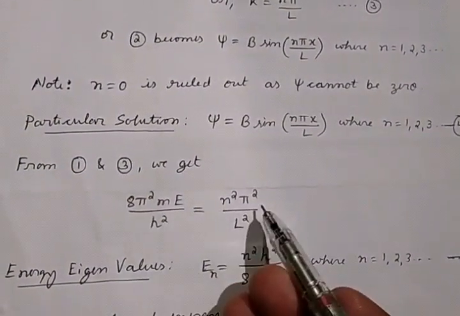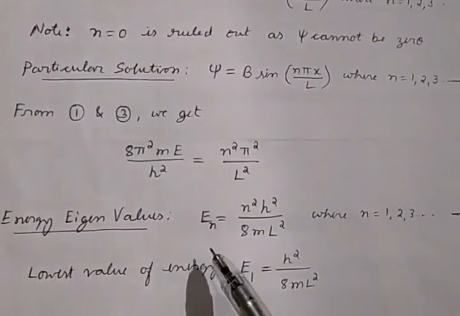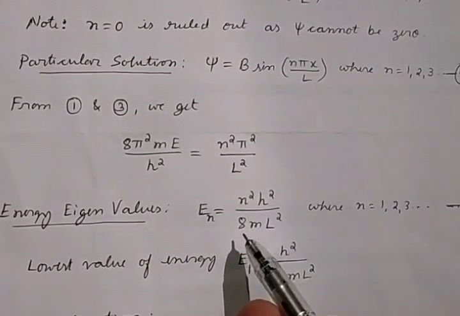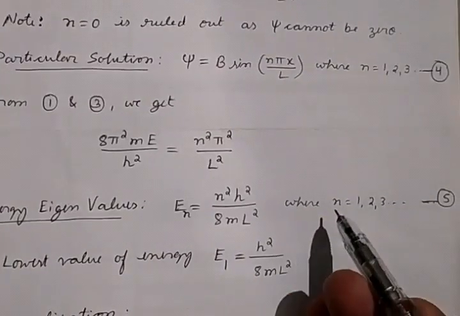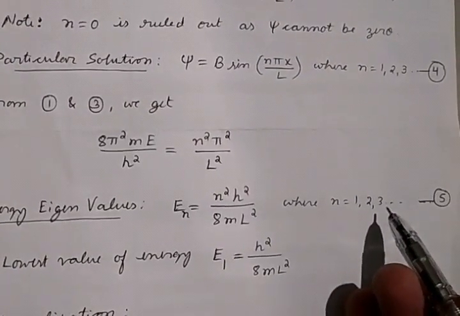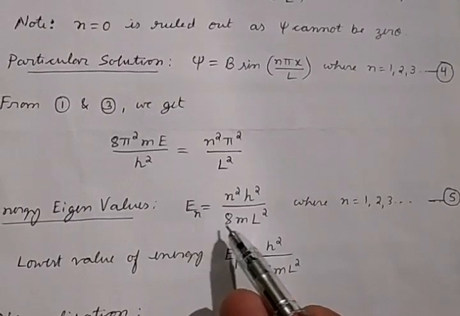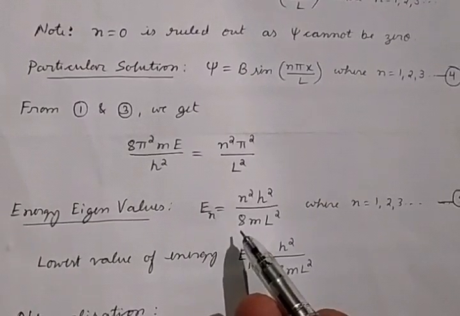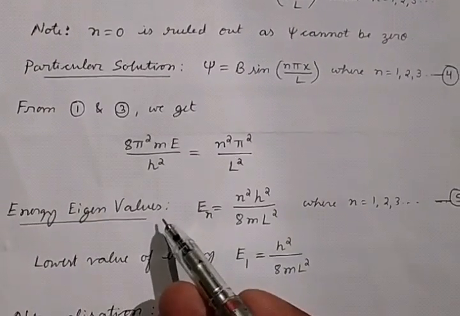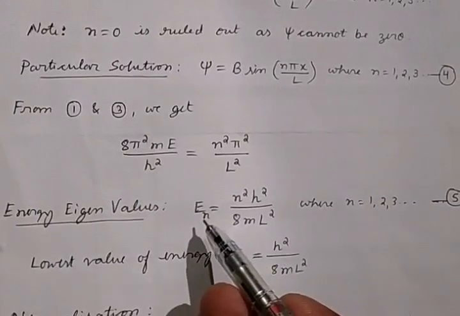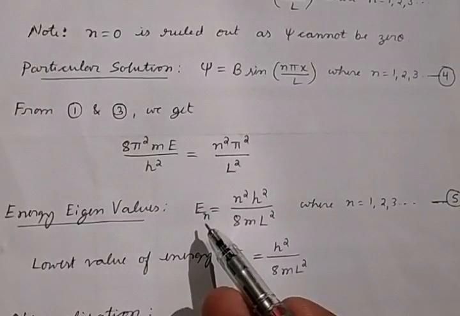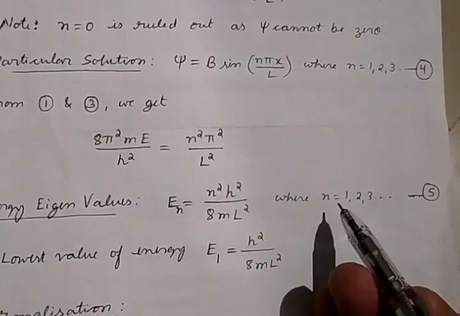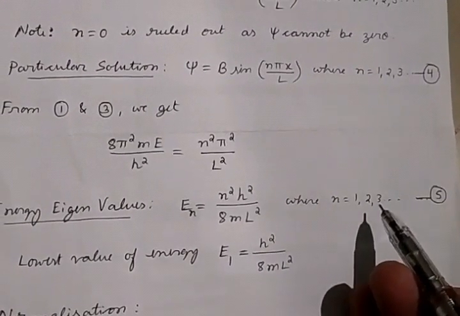Here pi square can be cancelled out, and rewriting this we get the energy term En is equal to n square h square by 8 m l square. Again the n value starts from 1, 2, 3, and so on. So these are the values for the energy of the particle in the given potential well. These are called the energy eigen values. So we see here that the energy the particle can possess is not continuous in nature, but it is discrete in nature, specified by this quantum number n equal to 1, 2, 3, and so on.